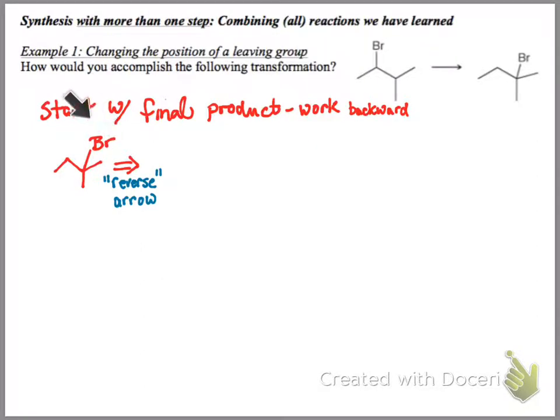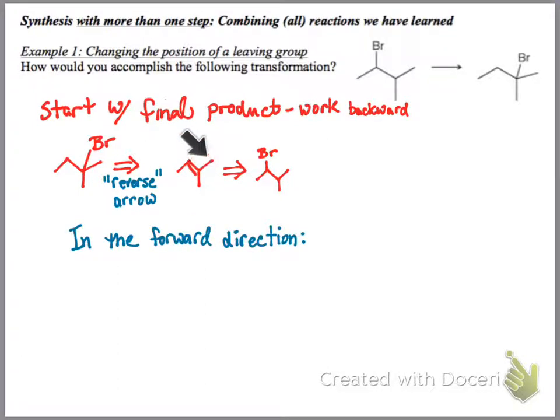So here's my final product. How am I going to make this product? What would it be going backwards one step? So you want to recognize that you can make this final bromine from this alkene. And then we could make this alkene from the starting bromine. Like, we know how to go from here to here, from A to B, and then from B to C.